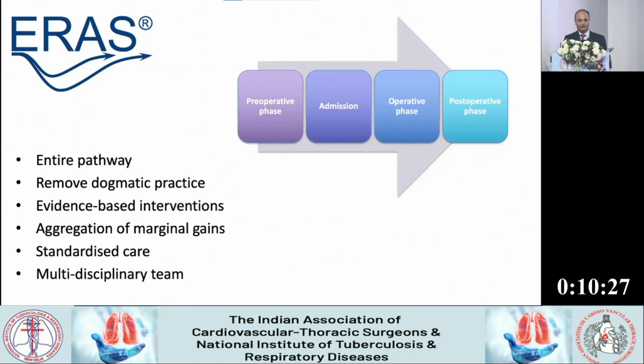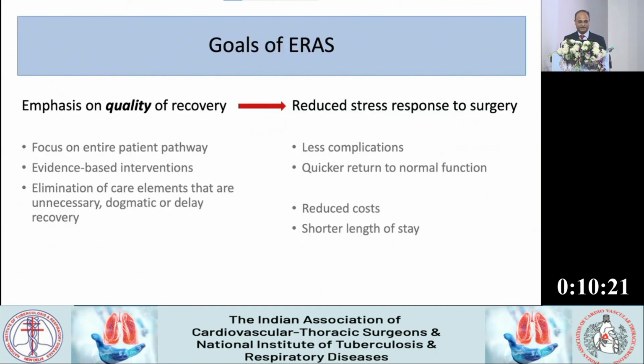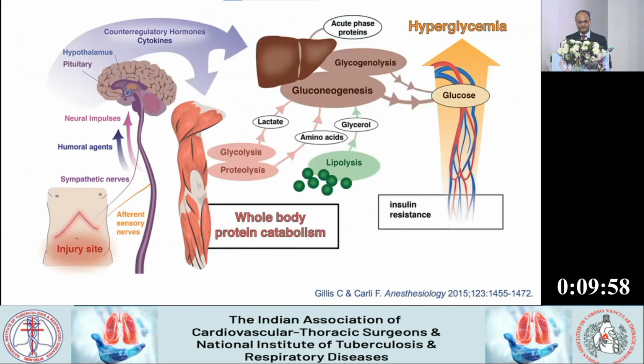It intervenes in all the phases, from the pre-operative phase, admission, operative phase to the post-operative phase. The goal of ERAS is an emphasis on the quality of the recovery to promote homeostasis after the insult of surgery, so that the stress of the surgery is reduced to achieve fewer complications and a quicker return to normal functions. The reduced cost and the shorter stay in the hospital are a byproduct of the intervention. This is not the aim of ERAS.